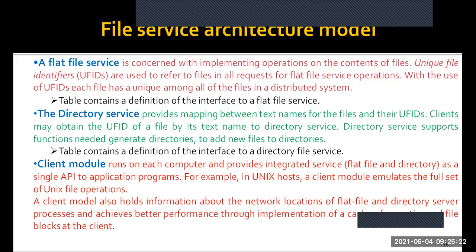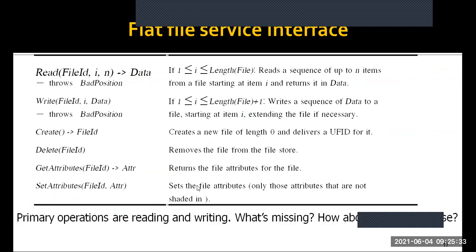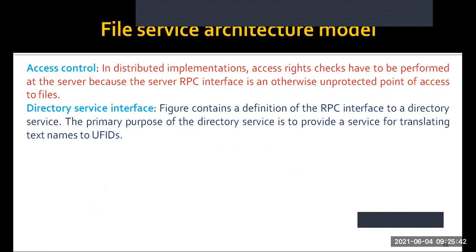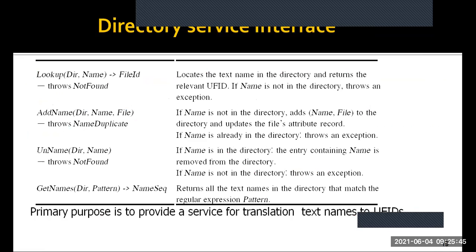by saving the copies of the replicas which are frequently used in the cache. Okay, so these are the services of the three components: flat file service, directory service and client module. And these are the operations you perform in the flat file service: reading the file, writing the file, creating the file, deleting the file, and getting and setting the attributes of the files. The directory service looks up the corresponding file name using the file name identifier, adds the file to the directory if it does not exist, unnames it if you don't want it residing in that directory, and gets the names of the total list of files present in the directory. Okay, so this is about the file service architecture.